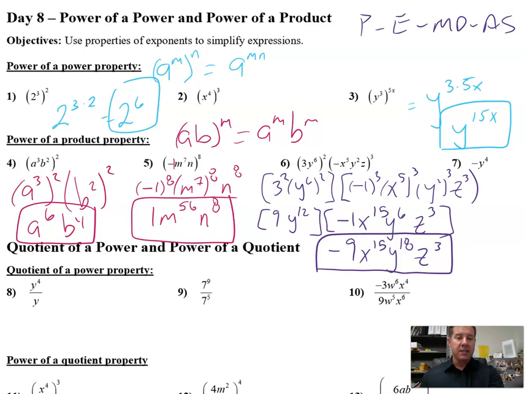Like these last problems, the negative has to be inside the parentheses if you are going to raise it to a power. So in this case, there's really nothing for me to do. This would just be negative. I've already raised y to the 4th, so negative y to the 4th, and that's my answer. All right, moving on to the next one.